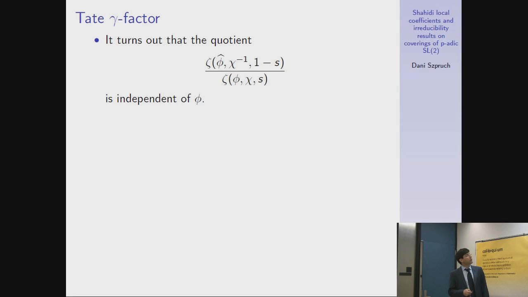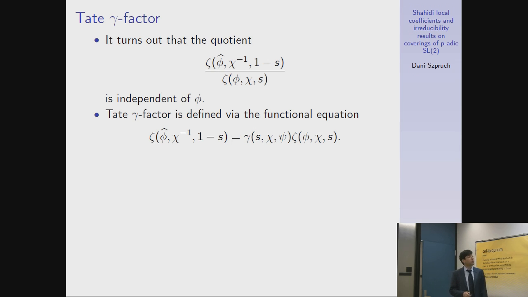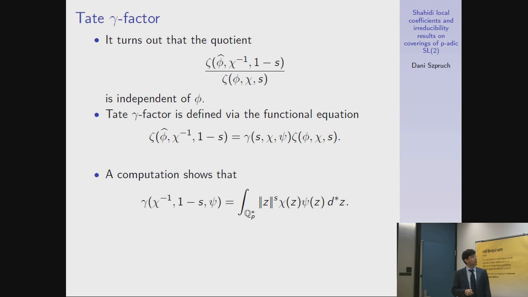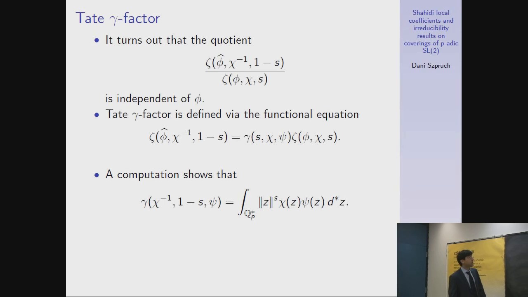It turns out that this quotient of two zeta integrals is independent of phi. If we take the zeta integral of phi hat, chi inverse, and 1 minus s, and divide by the zeta integral of phi, chi, s, the ratio does not depend on phi. The Tate gamma factor is defined to be this proportionality factor. When you compute it, you end up with this integral. This may look like a Gauss sum, because we have a multiplicative part and an additive part. But it's not quite a Gauss sum since the integration is not over a compact subgroup. Let me record this integral because we'll see quite a bit of similar integrals.